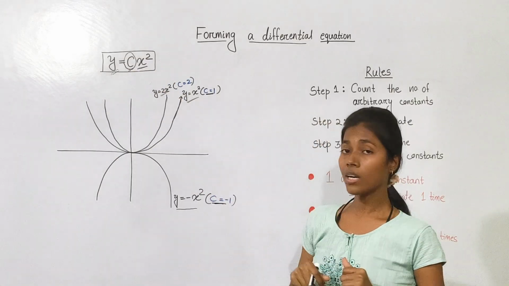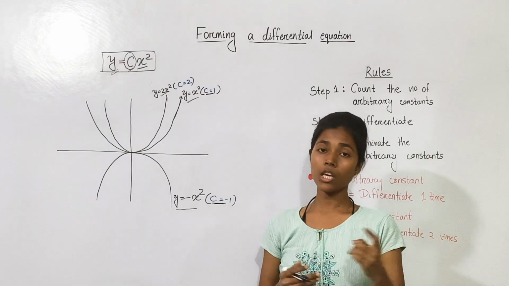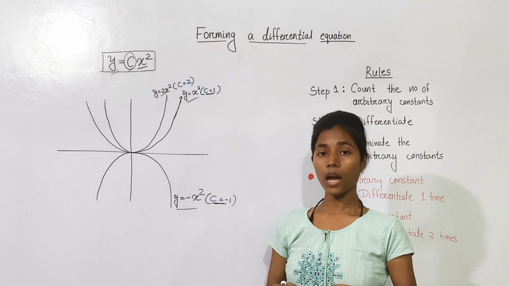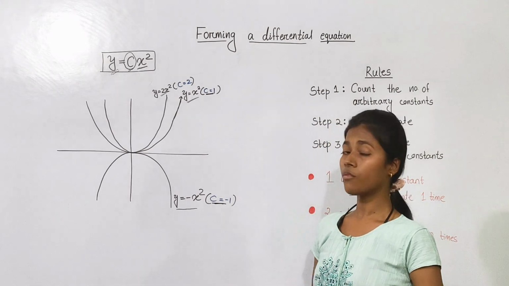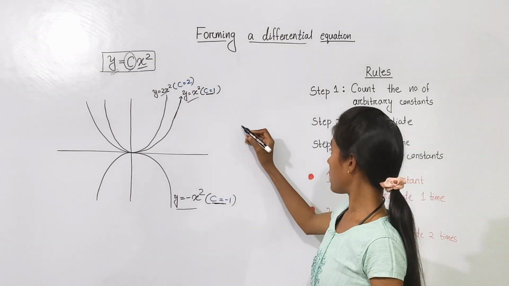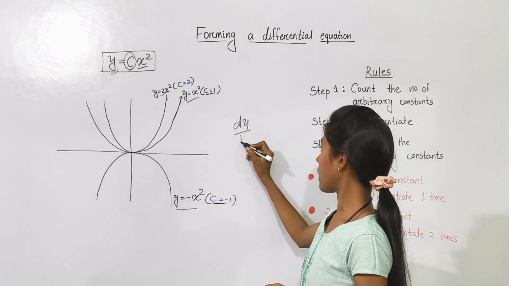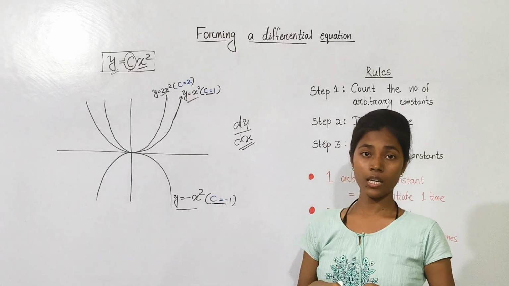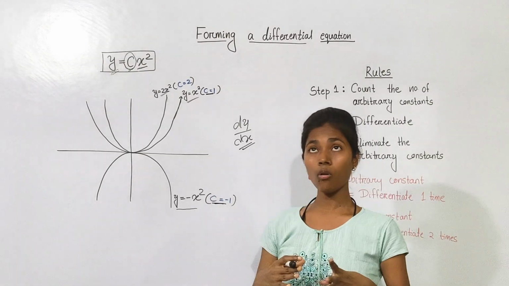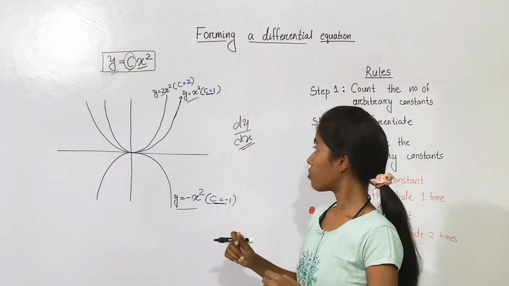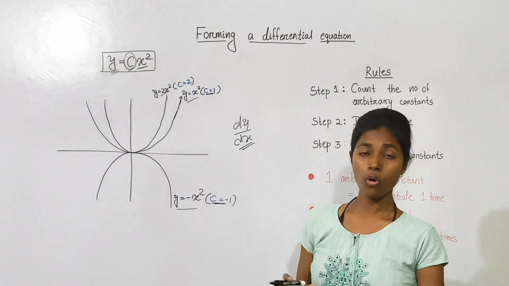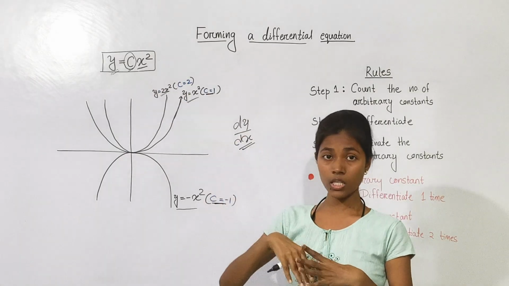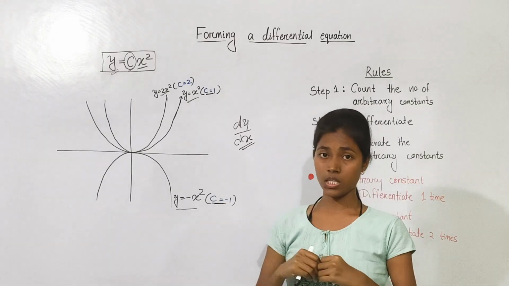So now come to what is a differential equation. Any equation which involves the independent variable, dependent variable and derivative terms is called a differential equation. Basically a differential equation contains a dy by dx term. So what is the meaning of dy by dx? This represents how fast something is changing. So in this video, we will learn how to change a regular equation to a differential equation.